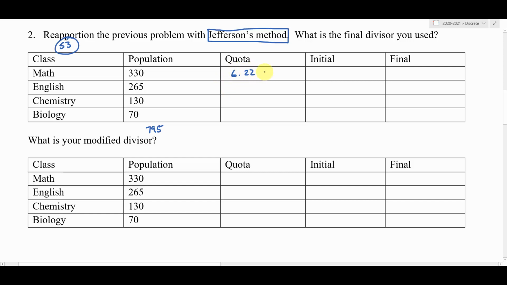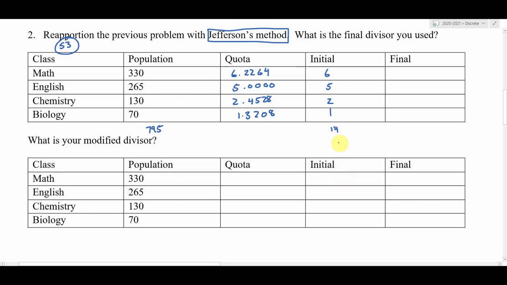So all I have to do is copy down my quotas from the previous problem: 6.2264, 5.0000, 2.4528, and 1.3208. Then I go over to my initial column and chop off those decimal parts. So we have 6, 5, 2, and 1, which add up to 14 tutors. And we know that 14 isn't enough because we have to apportion 15.